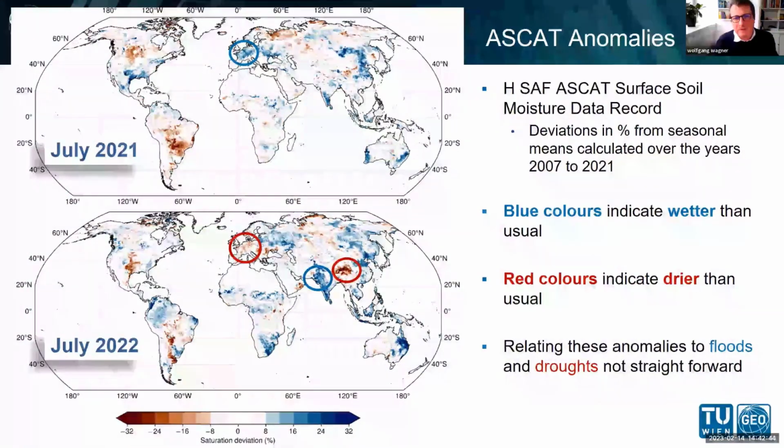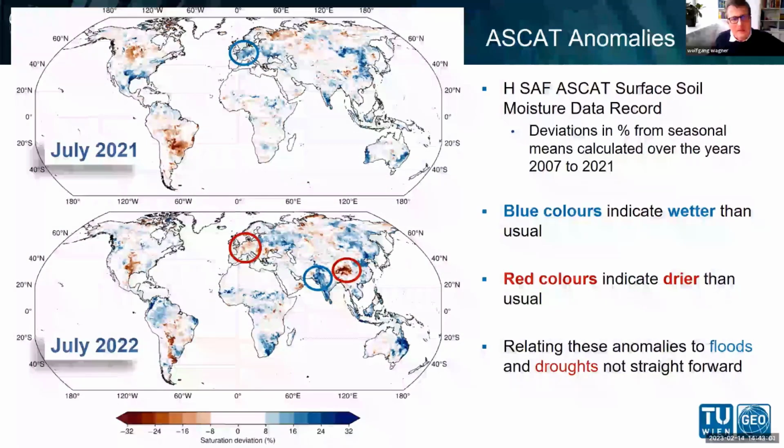But those maps, which can be updated daily, can give you a first warning to look more closely. Do we have a critical situation that may lead to a flooding, or vice versa? If it's too dry, does it lead to a drought situation?